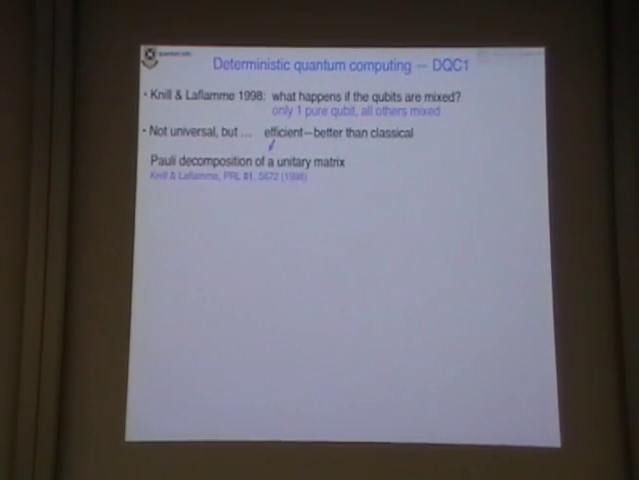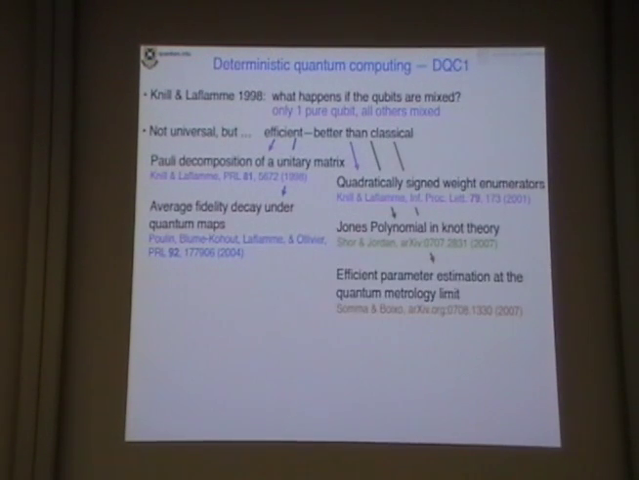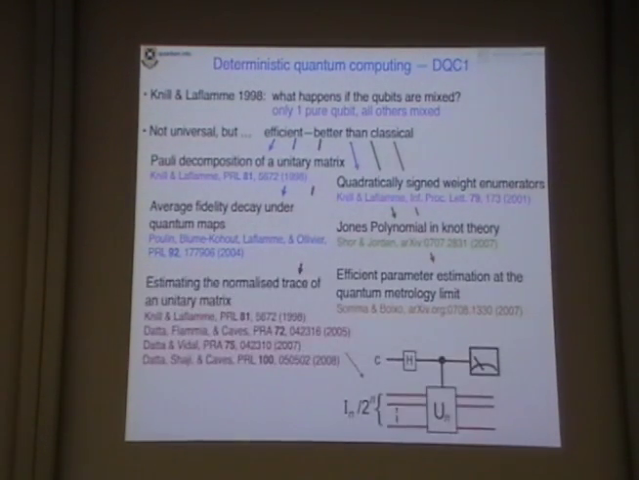There is a complete set of problems where you can solve them with such a system. They look at first fairly artificial: Pauli decomposition of a unitary matrix, quadratically signed weight enumerators, and so on. This one's kind of interesting: you can solve efficiently the Jones polynomial in knot theory. You can do quantum measurement efficiently. And the example I'll walk you through, which is a little toy example, but it kind of underpins all the others, is estimating the normalized trace of a unitary matrix.